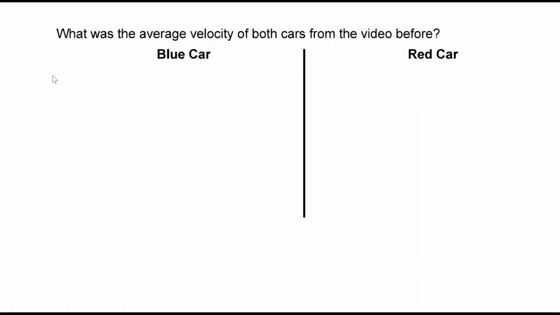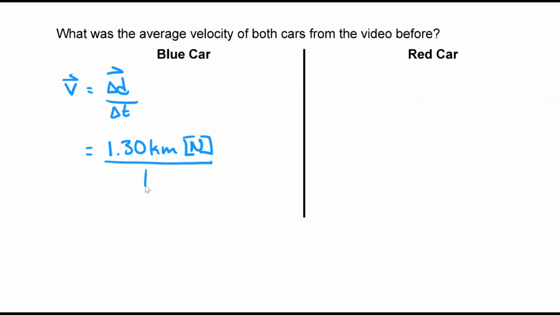Okay, let's do the blue car. The blue car's velocity is determined by the displacement and the time. Its displacement, well, it went 1.30 kilometers north. Every time you write a vector, something with an arrow above it, it's got to have a number, its unit, right? And always a number goes with a unit. A number, its unit, and its direction. That's what the arrow means. It's got to have a directional component because it's a vector. Okay, and it took 10.0 seconds. That's what we did yesterday.